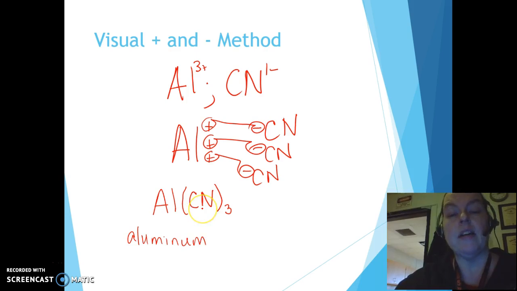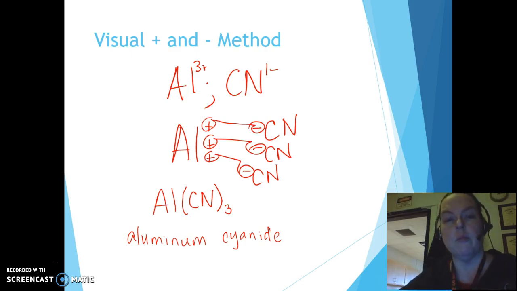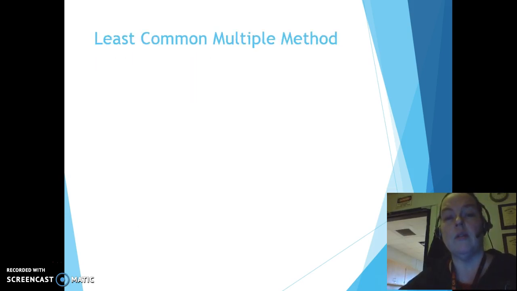And then if I look on my polyatomic ion sheet, I see that CN is called cyanide. So I just say aluminum cyanide. And that is the name of that compound. Okay, let's try another one, but this time we're going to use the least common multiple method.